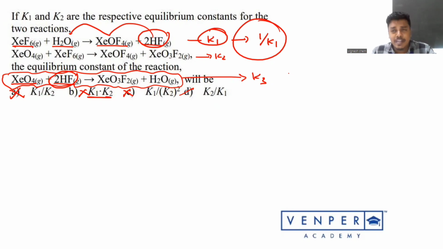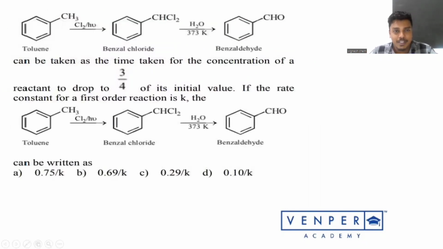If the equation is multiplied by n, we have to take the power n, for example K power n. In case of addition you can multiply the constants, and in case of subtraction you can divide them. What is the option? Option D is correct for this question. Now this is a kinetics based question. The question is very simple.